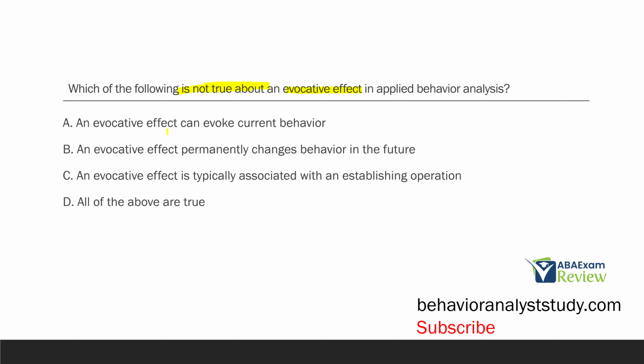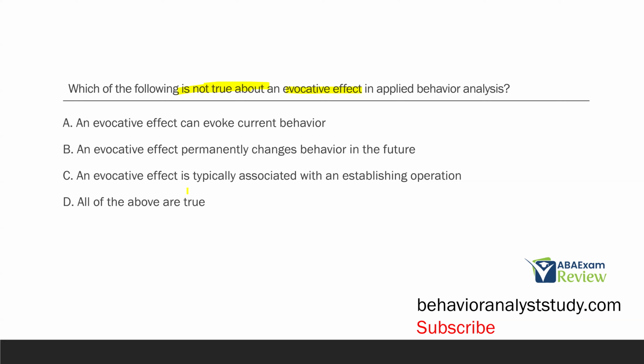A, an evocative effect can evoke current behavior. Well, that's exactly what we just said. Notice if you go through the process of defining terms and breaking the question down, you're going to quickly start to predict answer choices. B, an evocative effect permanently changes behavior in the future. What permanently changes behavior in the future? Consequences. Evocative effects and memos are not consequences, they're antecedents. So B cannot be true.